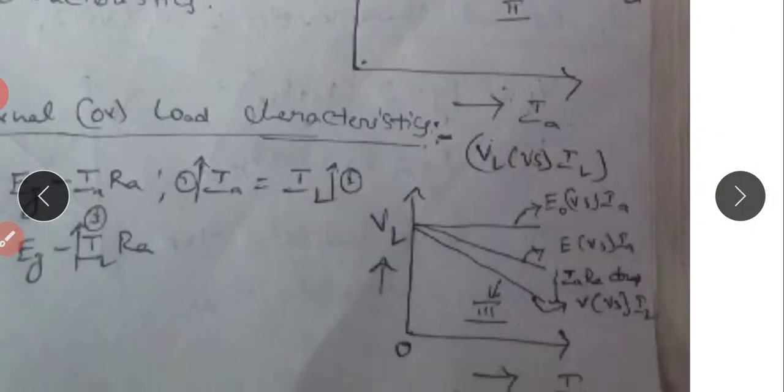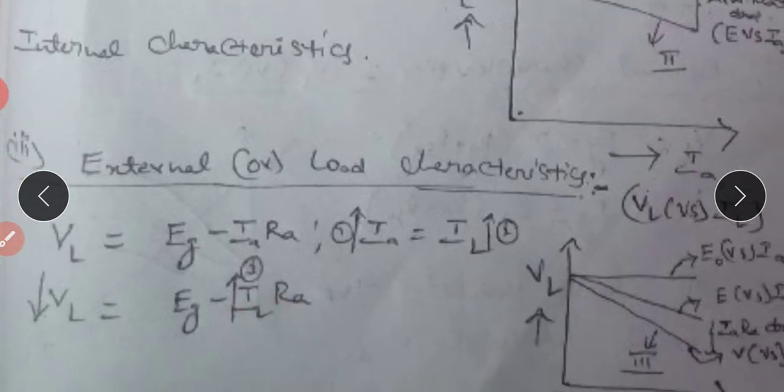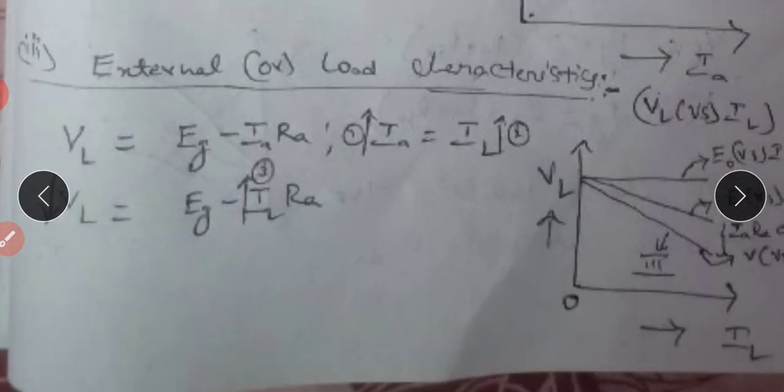So here also we have to draw the first two curves. So next one, this third curve. The difference between the third curve and the second curve is IL into Ra, the armature resistance voltage drop. Okay.